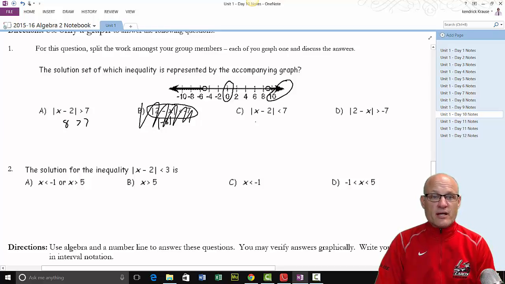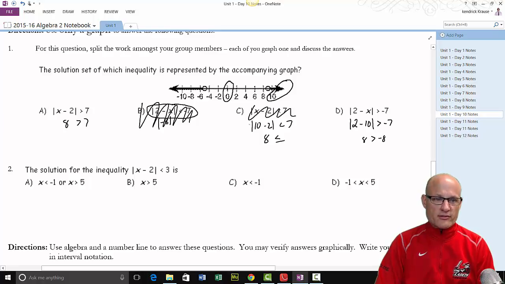But that's probably not true either. So let's go: the absolute value of 10 minus 2 less than 7. This is 8 is less than 7. That doesn't work. Now this gives me 2 minus 10 is greater than negative 7. This is 8 is greater than negative 7. Well, that's true. So one of these two has to be right. One of them. So let's try another number.